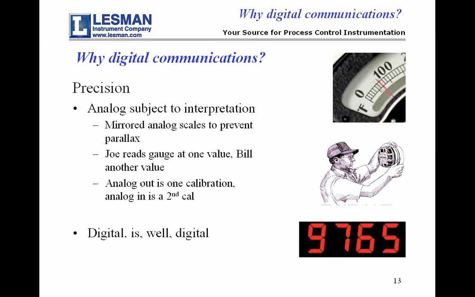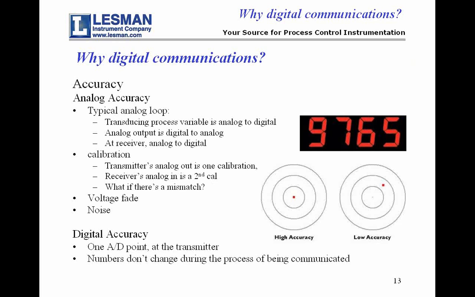Precision relates to how precisely I can read that value, and the problem here is that different people read an analog gauge in a different fashion. One person might read it one way, another person might read it another. Well, if you've got digital, you've got 9765 down here. That's a set of numbers that everybody agrees is 9765. Now, it might not be accurate, but at least it's 9765.